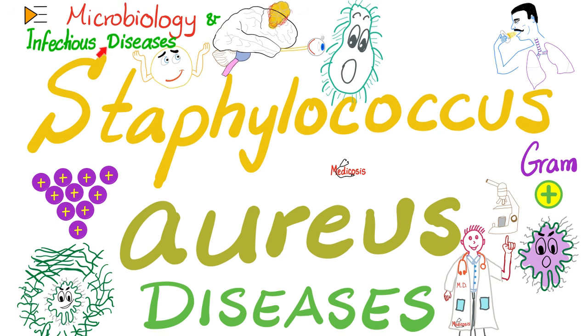Infectious Diseases. In video number 1, we had an introduction about medical microbiology. Video number 2 is about gram-positive, gram-negative, and the gram stain. Video number 3 was talking just about the gram-positives. Video number 4 talked about Staph aureus characteristics. Today is the 5th video discussing the diseases caused by Staph aureus.